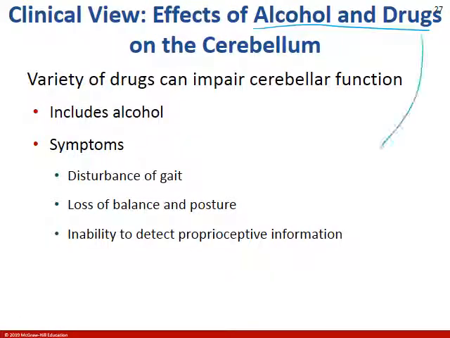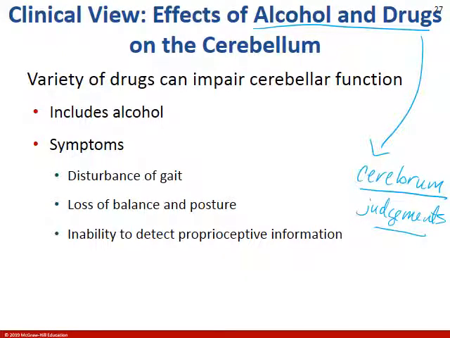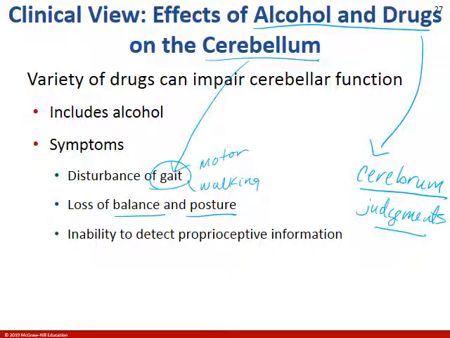I'm sure we can see how alcohol and drugs affect the cerebrum, right? We said this is your conscious mind. This is where we make judgments, so we can see how that would be impaired. But how do alcohol and drugs impair the cerebellum? We just talked about coordinated muscle action, right? Motor control. If you don't have that coordinated motor control, that can disturb your gait, or the way that you're walking. It can affect your posture, your sense of balance, and it can also disrupt the sensory information that's being received by the cerebellum, where you are in space and time, right?